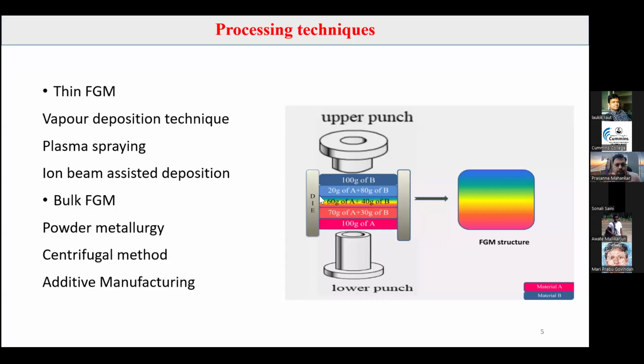Here they have used a die and a punch. They have taken two different materials, A and B, and are varying their concentration. At the lower level, you can see 100 grams of material A; at the next level, 70 grams of material A and 30 grams of material B; and likewise, at the top layer, there is 100 grams of material B. Then it is manufactured with the help of this die and punch assembly, and you get the FGM structure. Now in each layer, you get different properties. This is not possible with conventional material, and it can be achieved with the help of FGM.